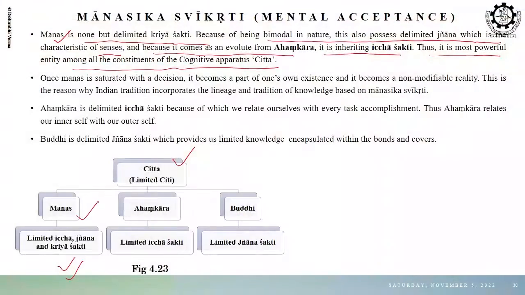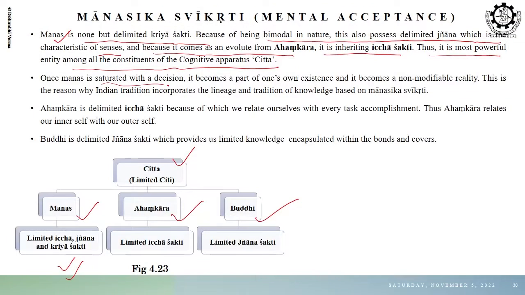And what is Chitta? So Chitta is delimited Chitti. When Chitti descends down and undergoes encapsulation at 36 levels of limitations, then Chitti becomes Chitta. So what is Chitta? Limited Chitti is Chitta. First thing, Chitta has three constituents: manas, ahankar and buddhi. Manas is having limited ichha, jnana and kriya. And because it is possessing all the three powers but in limited state, this is the most powerful entity.